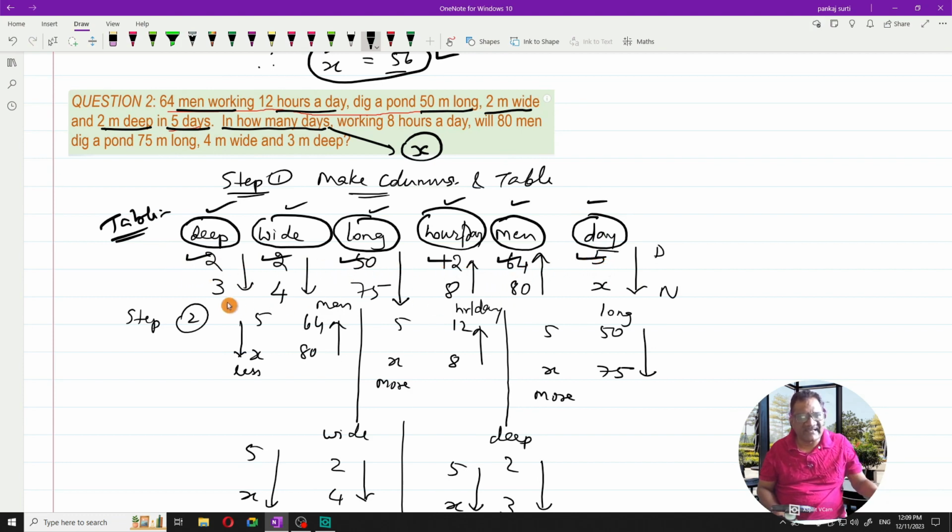Now coming to the second row. If you read the question further, you will get the information to be put in the second row. In how many days?